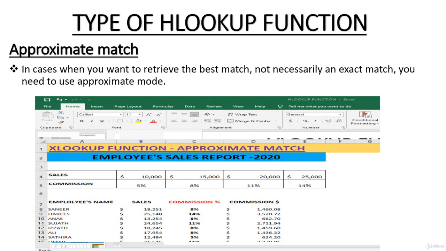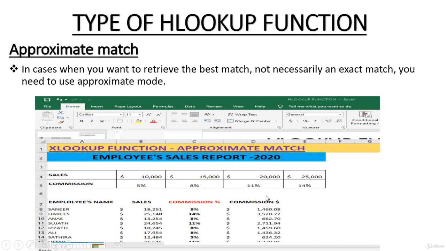You can see here this is the employee sales report 2020 and the sales commissions. If sales are 0 to 10,000, it is not applicable, right? For 10,000 to 15,000, the commission should be 5%, and for 15,000 to 20,000, the commission should be 8%. Then 20,000 to 25,000, the commission should be 11%, and more than 25,000, the commission should be 14%.